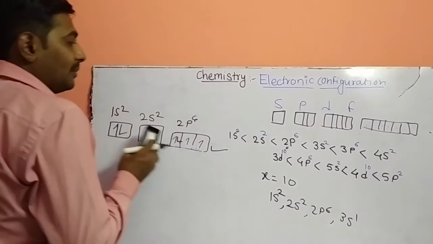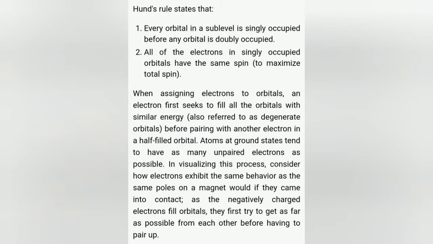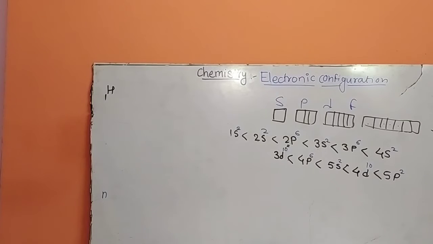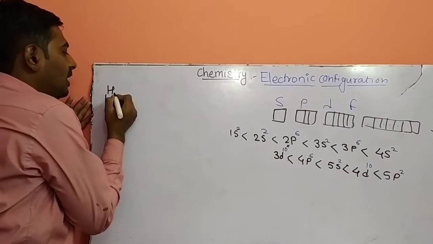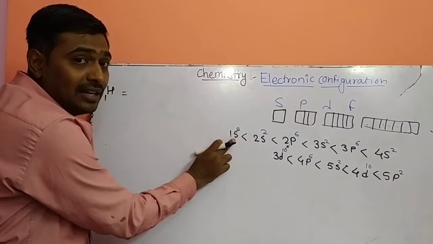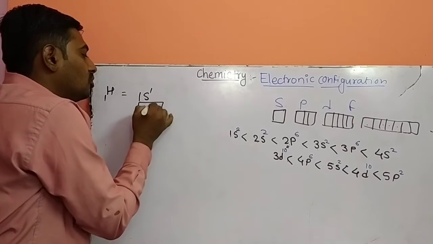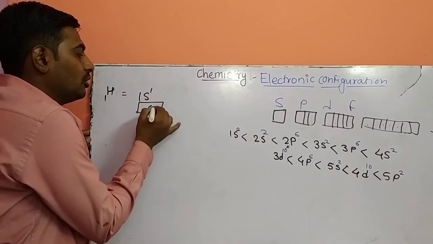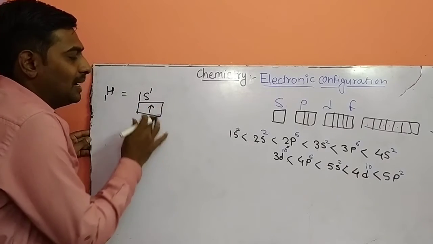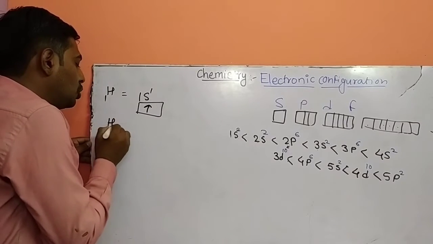Let's see. Let's consider one by one. Atomic number 1 is the hydrogen atom. So 1 means the first electron enters in this orbit, 1s1. So the orbital representation should be like this. You can represent it by single-headed or by double-headed arrow. Both are the same.